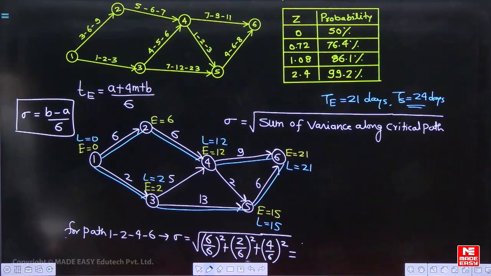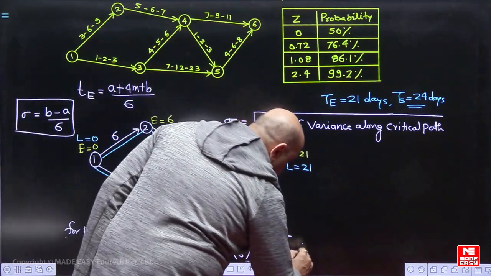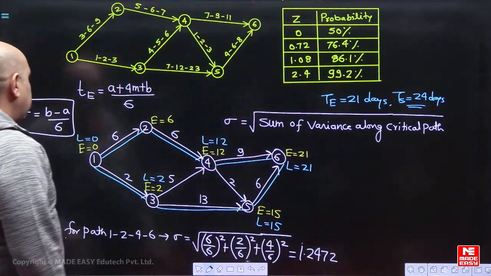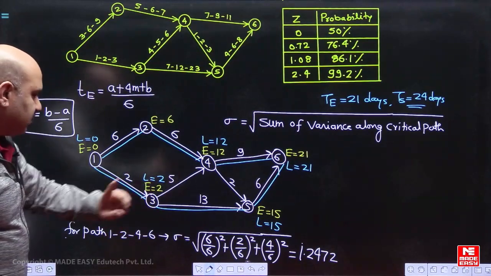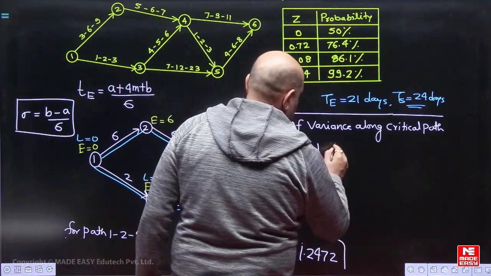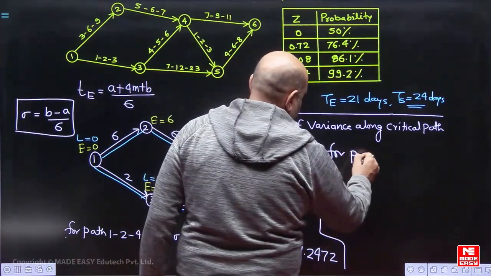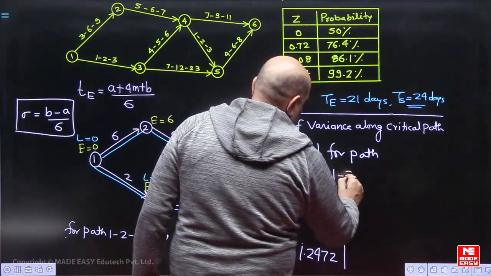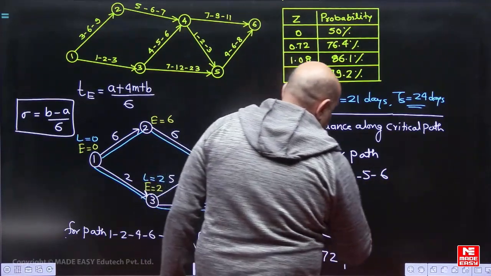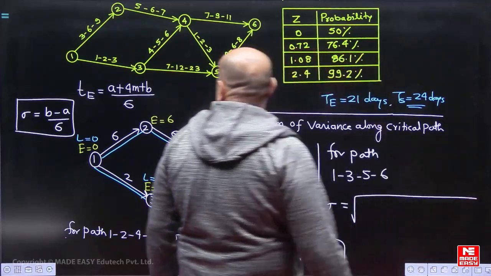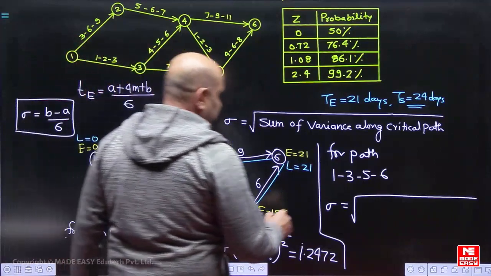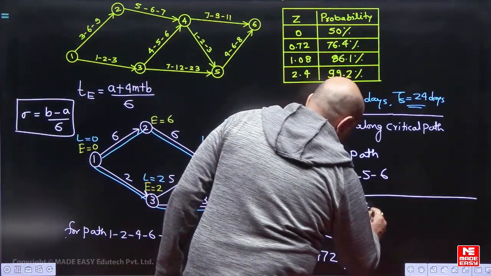This comes out to be 1.2472. Then for the other path, 1, 3, 5, 6: 3 minus 1 is 2, so 2 by 6 square.